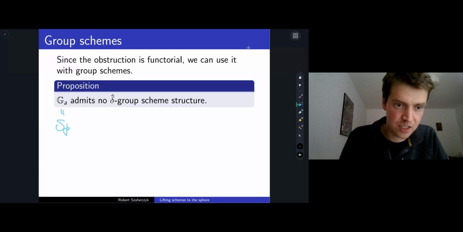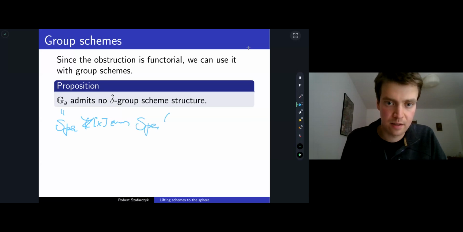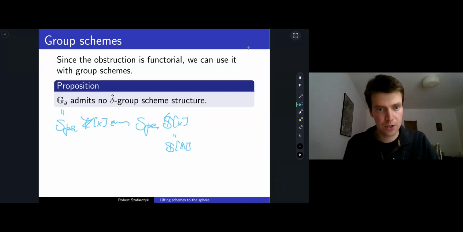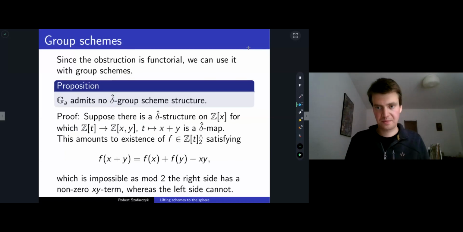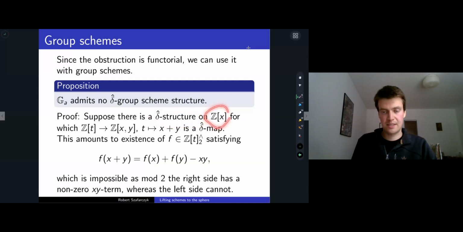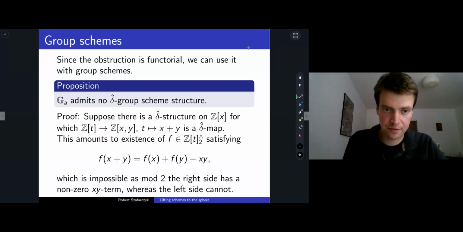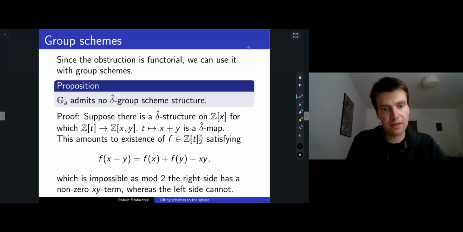But on the other hand, G_a is just spec of Z adjoin X, which lifts as spec S[X], because S[X] is like the monoid ring over the natural numbers. So as a scheme, there's no problem, but there's a problem with the group structure. And how to prove this is, well, suppose we have a delta hat structure on Z[X]. And what it means for it to be compatible with the group structure is that the comultiplication on the level of rings preserves the delta hat structure. And the comultiplication in the case of G_a is given by sending T to X plus Y.